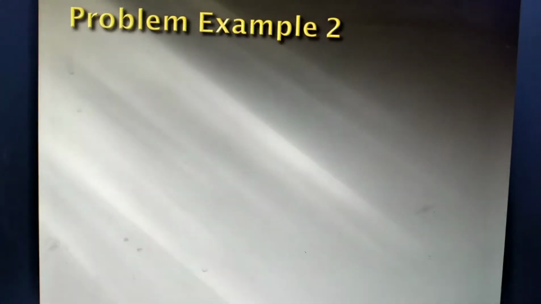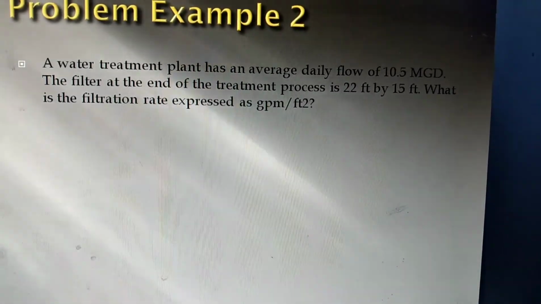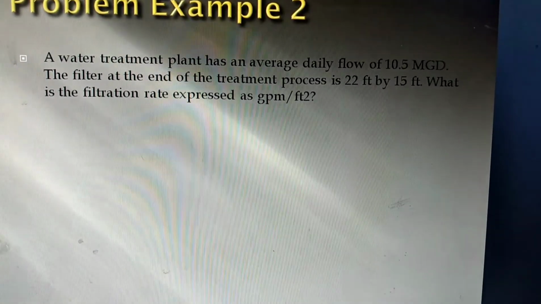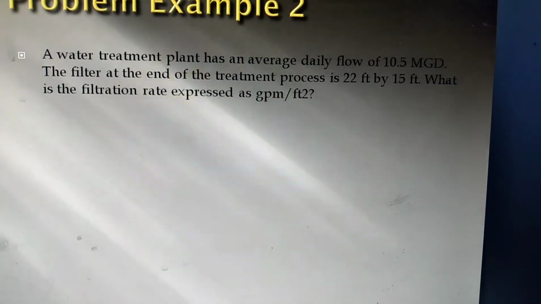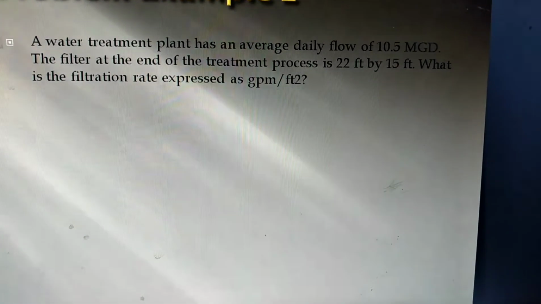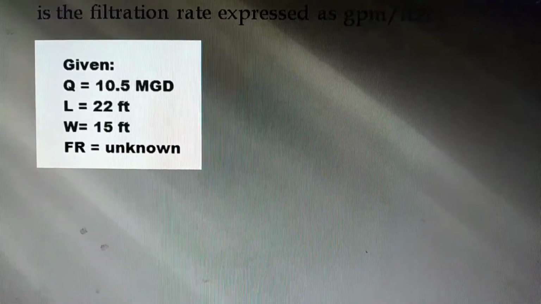Example number 2. A water treatment plant has an average daily flow of 10.5 million gallons per day. The filter at the end of the treatment process is 22 feet by 15 feet. What is the filtration rate expressed as GPM per square foot? Given, we have flow is equal to 10.5 million gallons per day, length 22 feet, width is 15 feet, FR is equal to unknown.